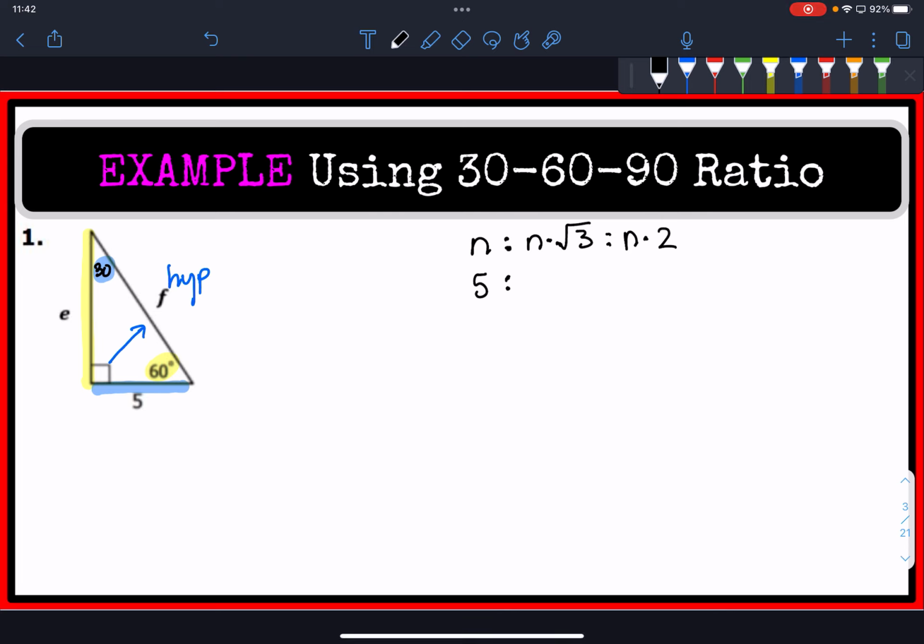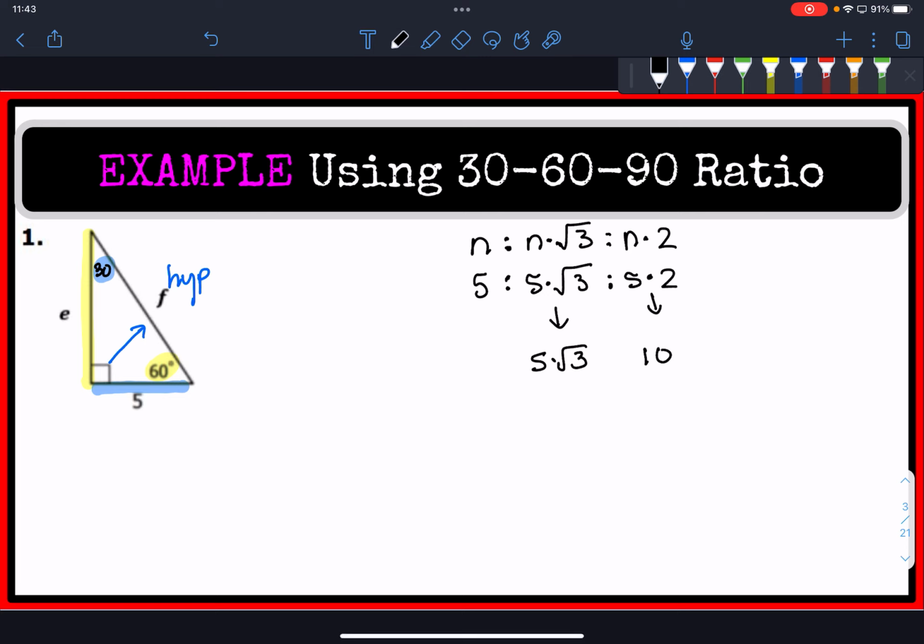And as a result, I can figure out the other two sides by multiplying by the square root of 3 and then multiplying by 2. I could figure out the other leg by multiplying by the square root of 3, and I could figure out the hypotenuse, the side that's opposite of the 90 degrees, by multiplying this value of n by 2. So by doing that, 5 times the square root of 3 and 5 times 2. So this simplifies to 5 times the square root of 3. We cannot simplify that any further, but this number simplifies to 10.